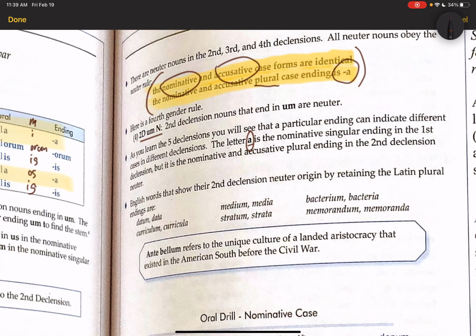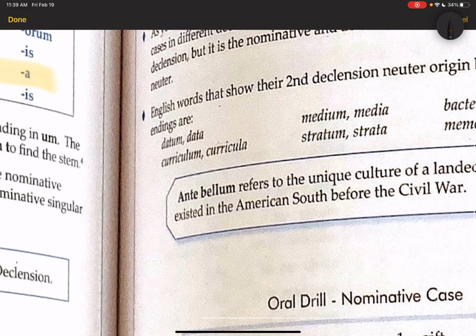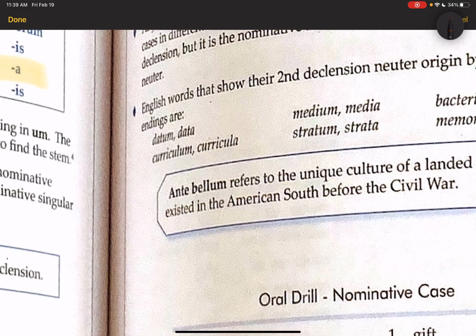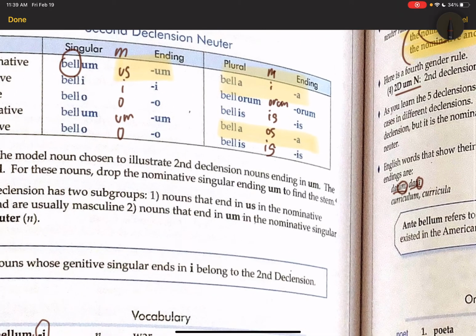English words that show their second declension neuter origin by retaining the Latin plural endings are, for example, datum. The word datum in English is singular, and in the plural, data. And that's how we say it in English. And this obviously comes from a neuter second declension word because it has um in the singular and a in the plural, just like we see in bellum and bella.